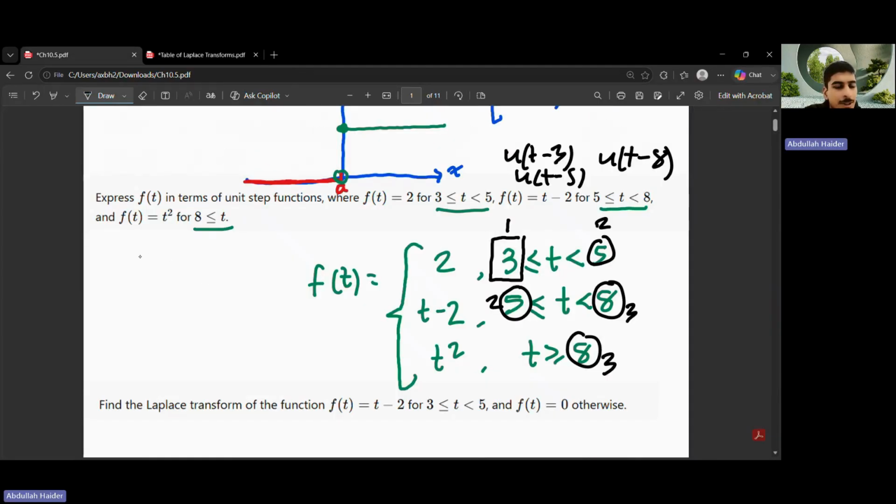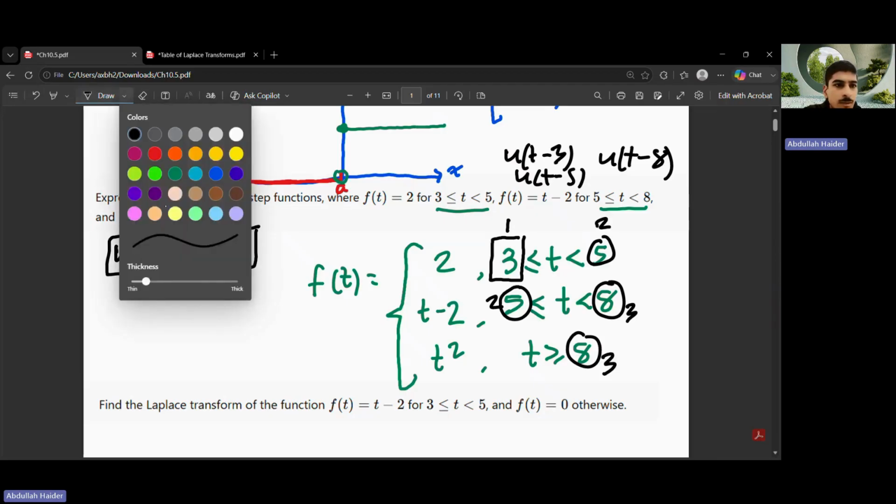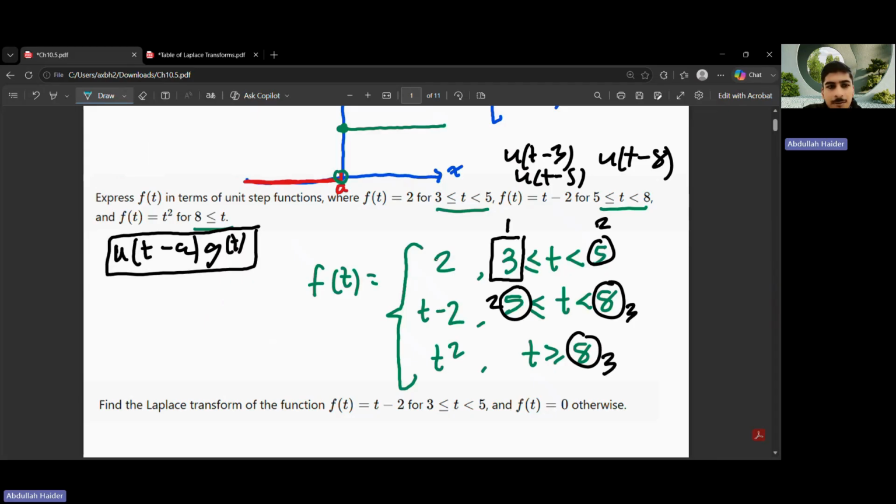So basically, what we want is to put our expression in terms of u(t minus a) g(t). We use this expression only when you're asked to express in terms of unit step functions where you have your intervals given. So the first one: let's take a is equal to 3. So u(t minus 3) g(t). g(t) is basically all of the selections you have in this part. So you have u(t minus 3), and this is multiplied by 2. And what you do now is plus. So you're done with a is equal to 3.